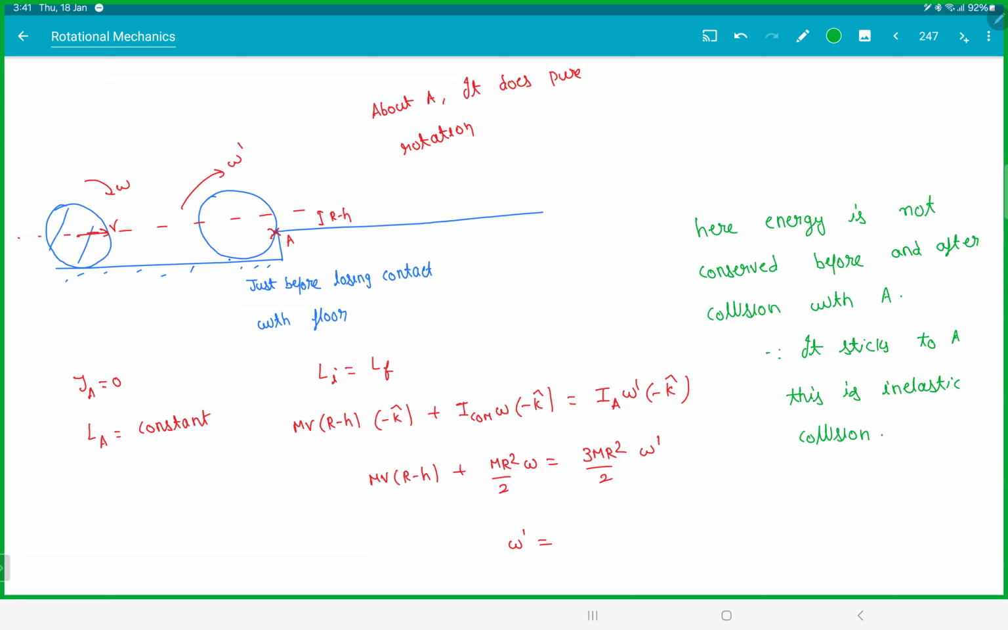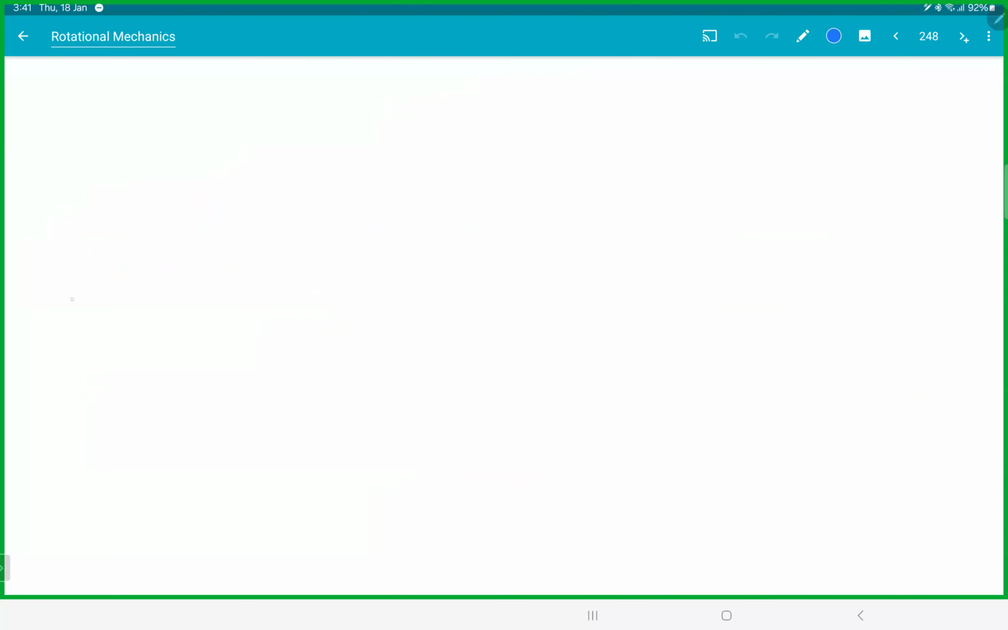Clear with this step? Then what? Now, after this point, this is omega dash. Since you want to just climb the step, this is what would happen. Meaning you just reach here with omega 0. It just comes to rest at the topmost point.